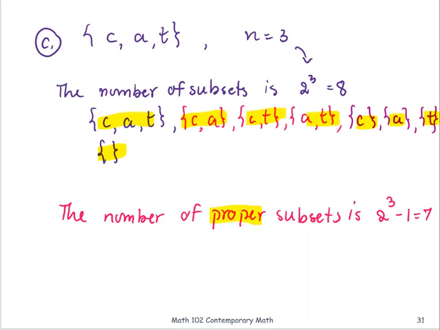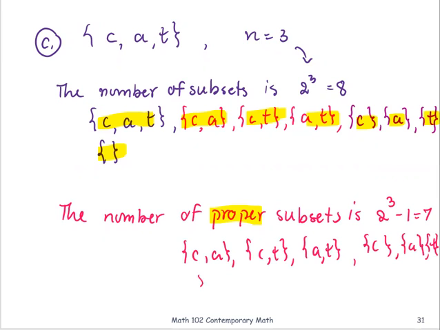Make a list similar to the way that we listed the subsets, but we are not going to include the original one. We go to the next, which is the one that has one fewer member than the original, and keep going until we hit the empty set, or the set with no members. So starting with C and A, C and T, A and T, and then C, A, T. The last one will be the set with no member. So we have 7 proper subsets in total for the set in part C.